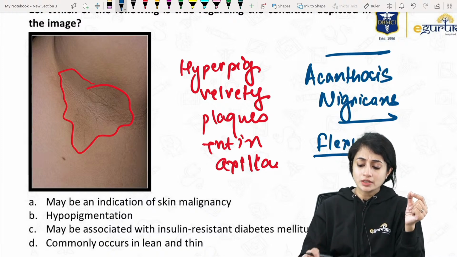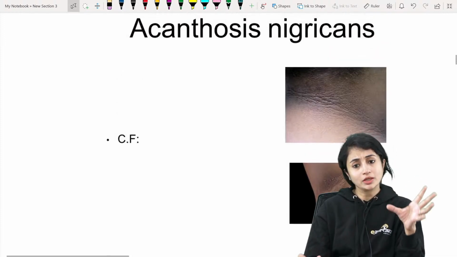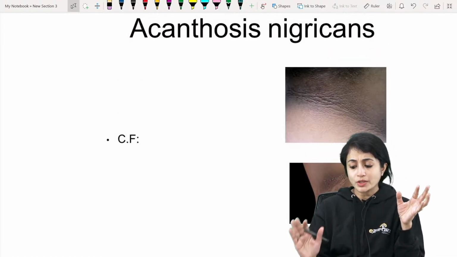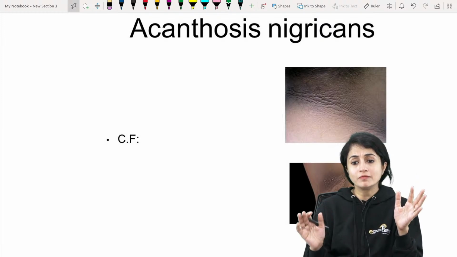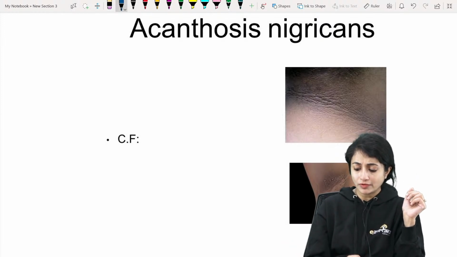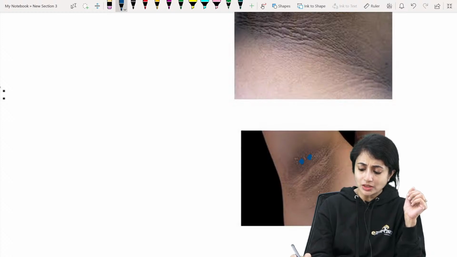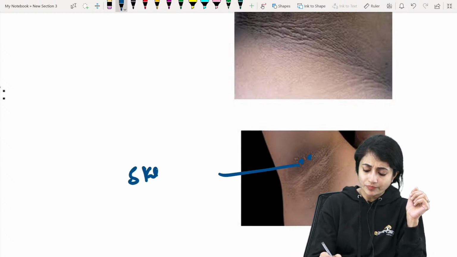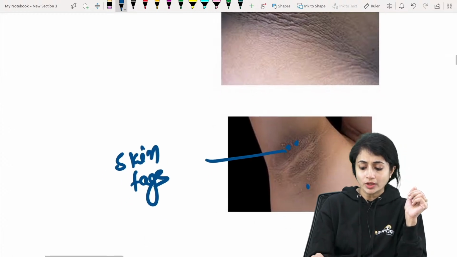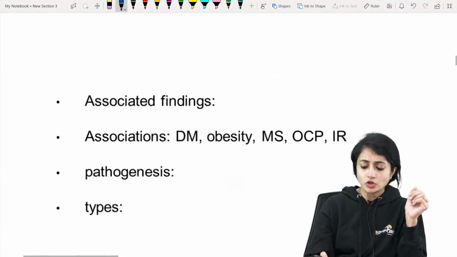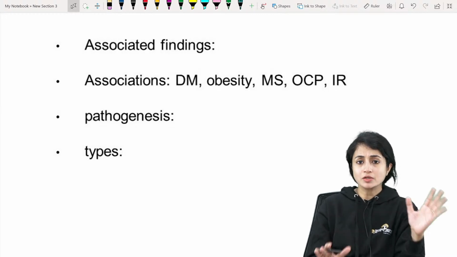Acanthosis nigricans, let's study a little bit about it and then we'll come back to the options. So it presents like this: hyperpigmented velvety plaques which are present on the flexures, and sometimes overlying this you may see these skin tags. Okay, and then this acanthosis nigricans, why is it important for me?